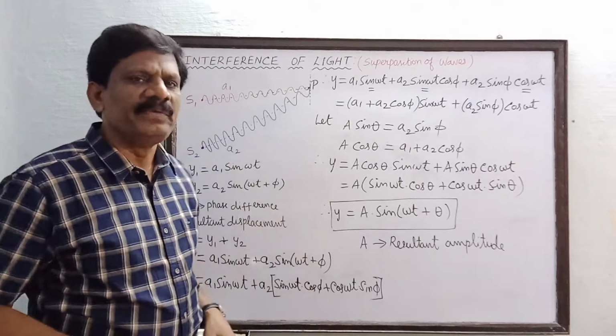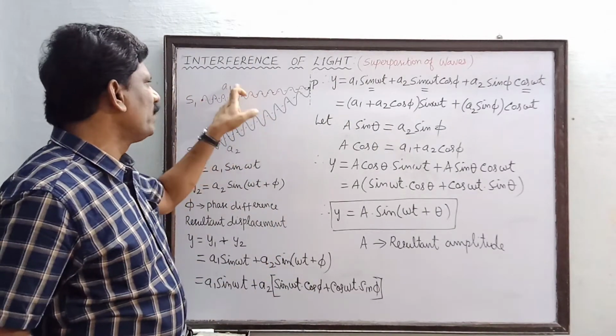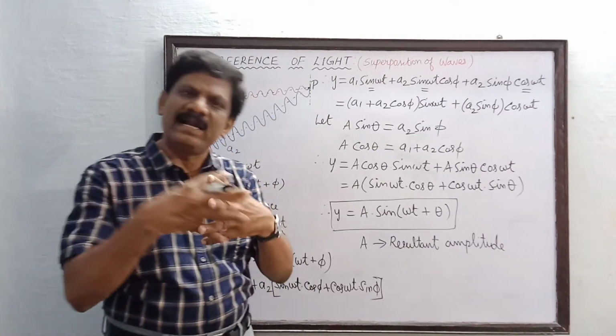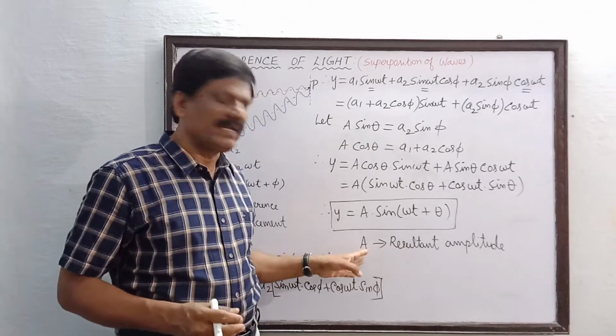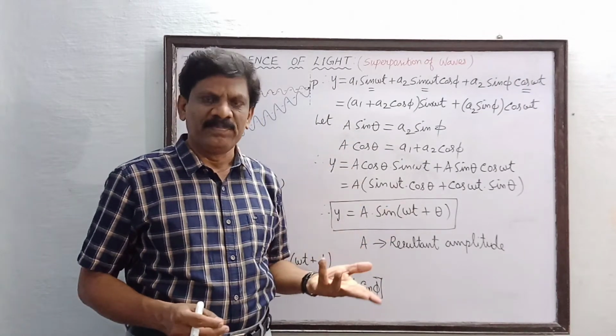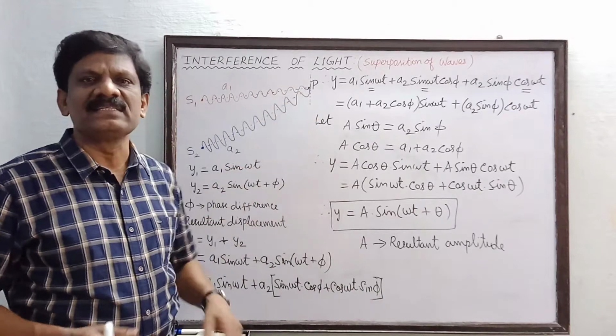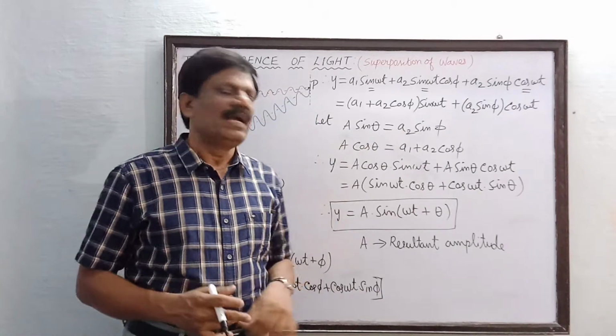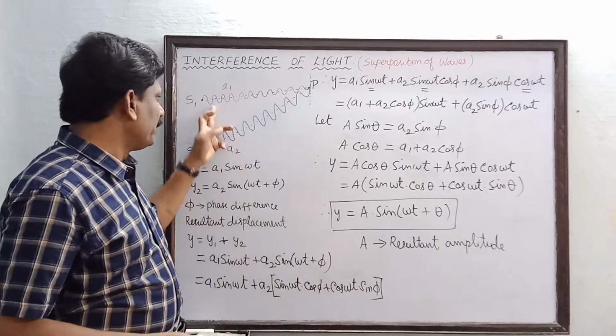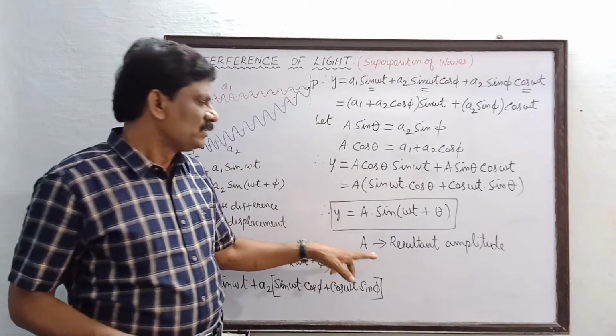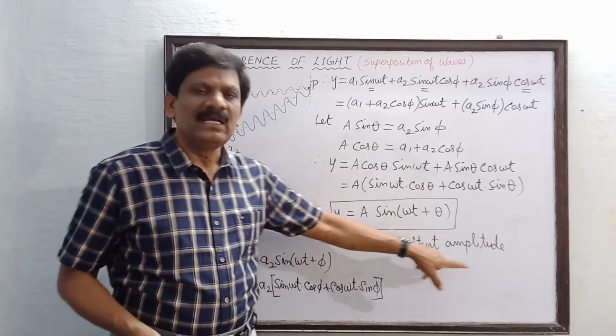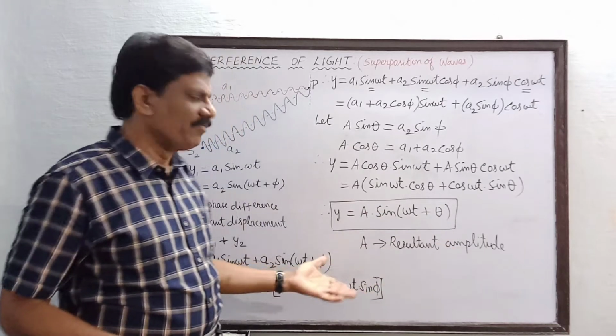Suppose constructive interference is taking place, these two amplitudes A1 and A2 may be added up. So the resultant amplitude may be capital A equal to A1 plus A2. Or if destructive interference is taking place, then the resultant amplitude may be A1 minus A2. So this is the resultant amplitude. We are going to derive an expression for that.